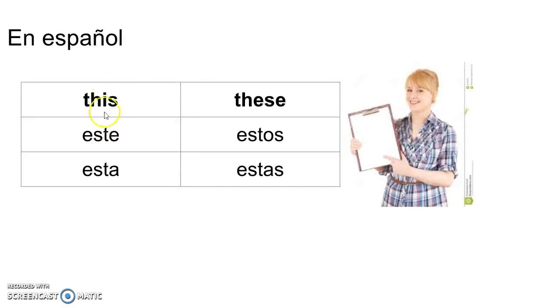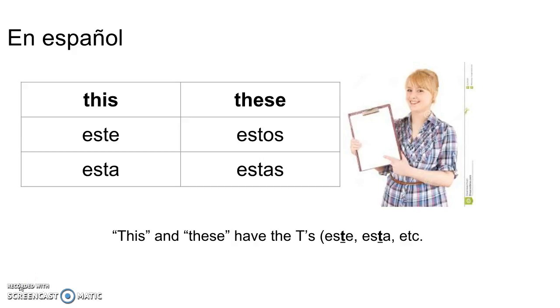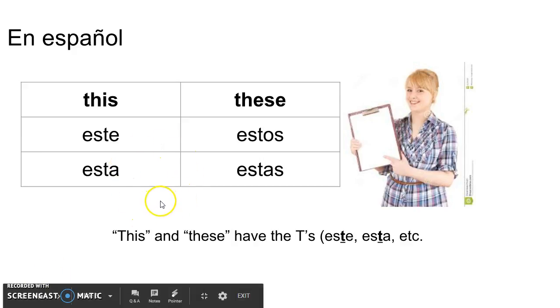All right, so in Español, what do these words look like? Words for this are este and esta. Words for these are estos and estas. Make sure this makes it into your notes for sure. All right, you can see this woman here demonstrating, right? She's pointing to this thing right here. Now, these words do look similar.